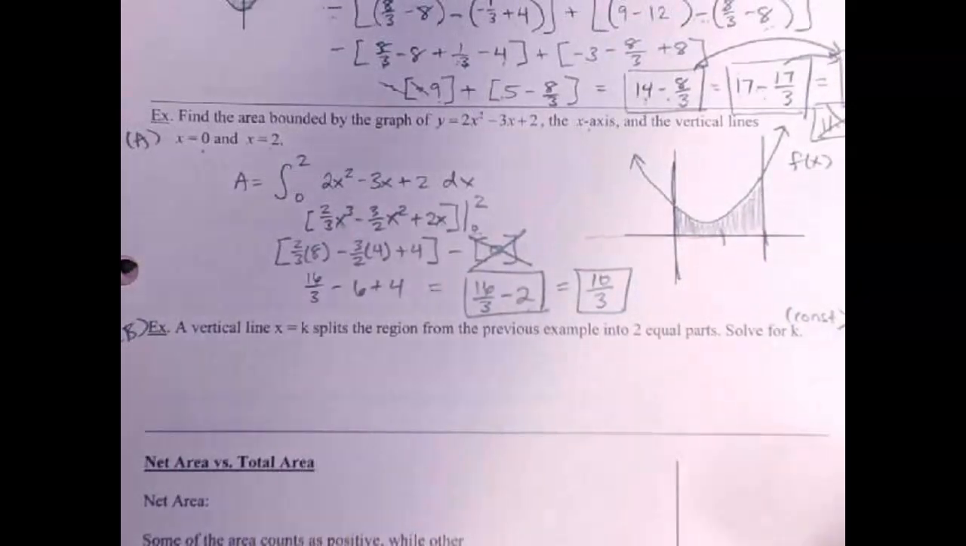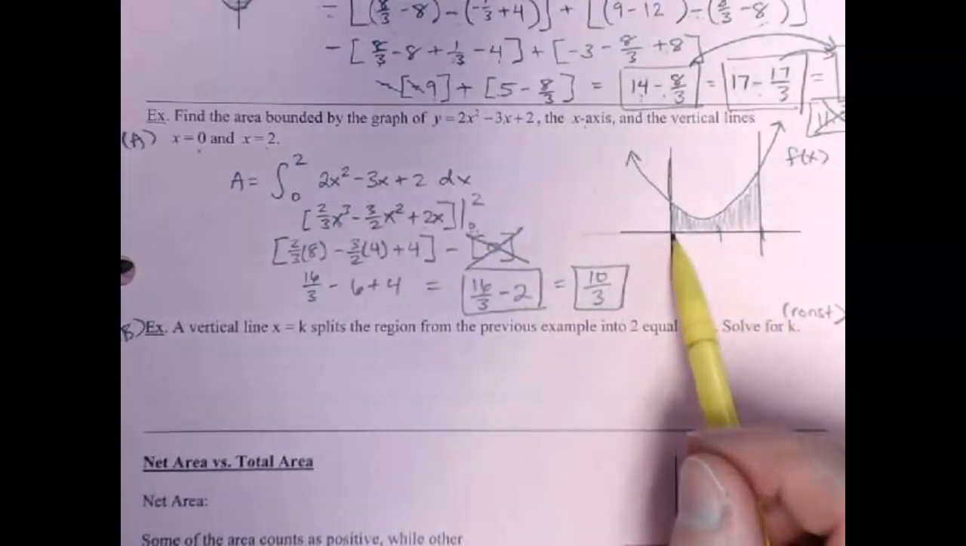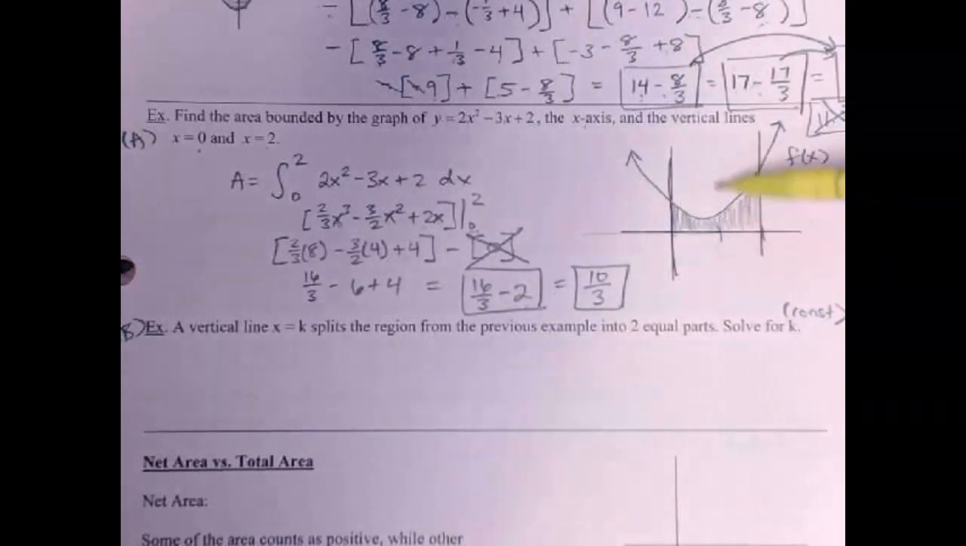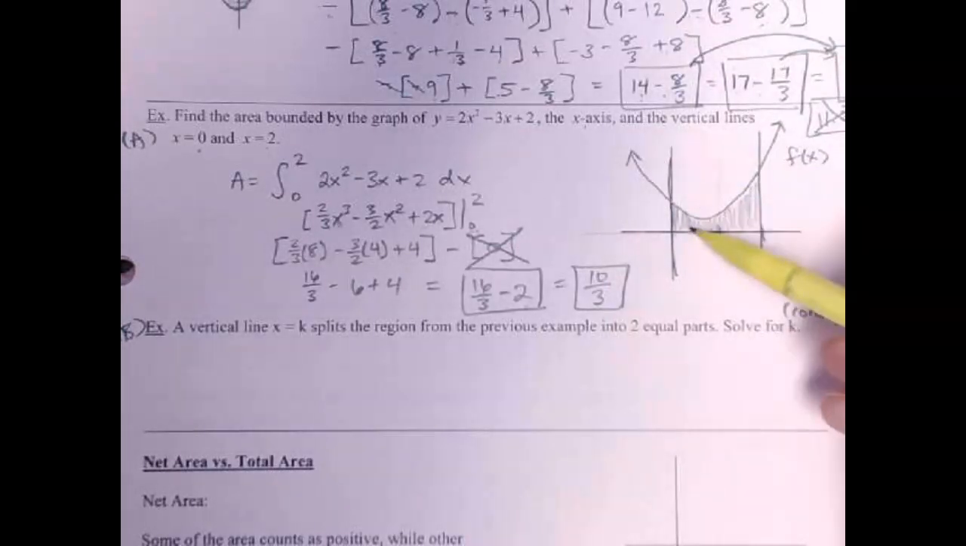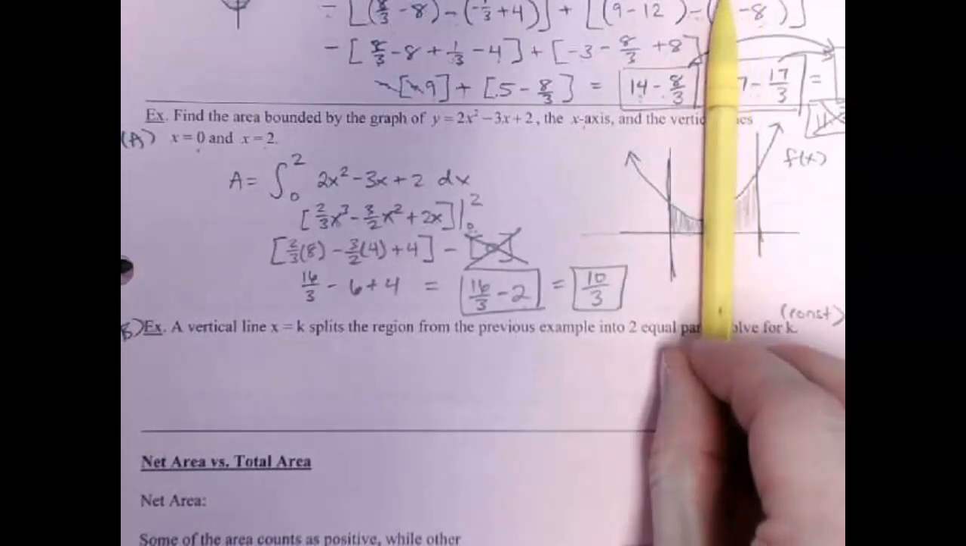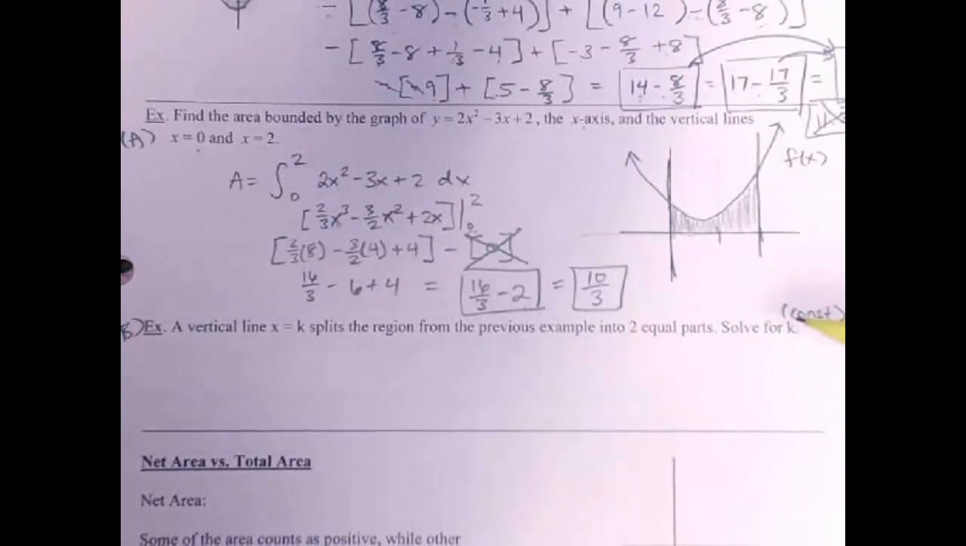Now, do not assume the interval is from 0 to 2. Don't assume that you can just say k equals 1, because this graph may not be symmetrical. The area to the left of 1 and the area to the right of 1 may not be the same. If there happens to be symmetry, then yes, of course, the line that splits it in half would be exactly in the middle. But we don't know that this graph is symmetric. In fact, looking at the graph, it doesn't really look symmetric.